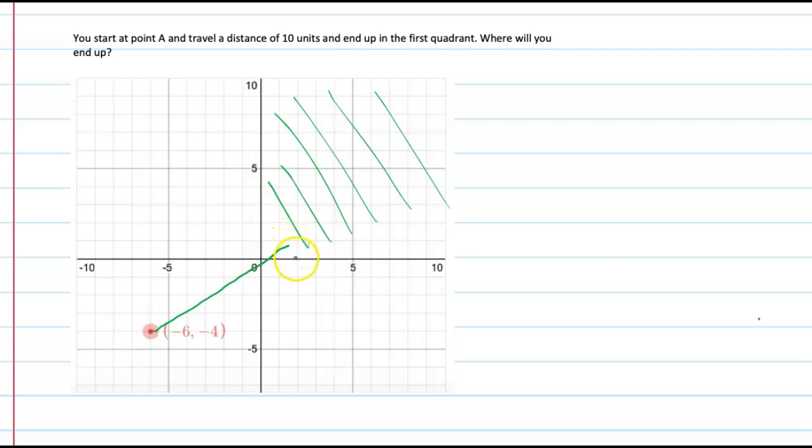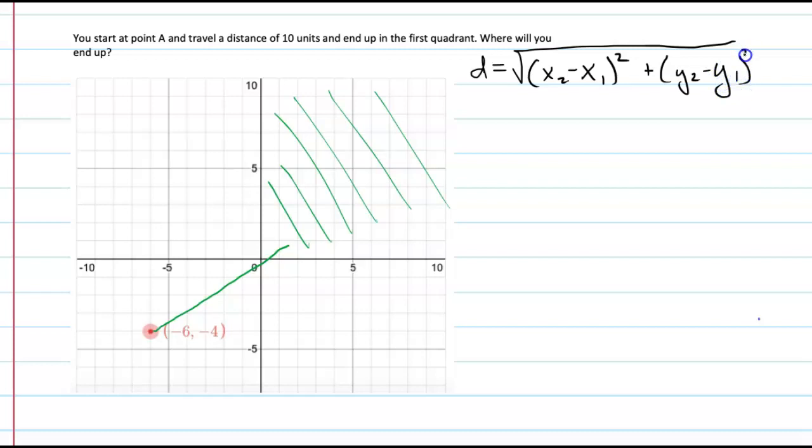And we can already tell that there's probably going to be more than one solution to this. There's more than one place we can end up. So let's see if we can apply the distance formula and some other things to find out what are some possible solutions. So remember our distance formula: square root of x2 minus x1 quantity squared plus y2 minus y1 quantity squared.